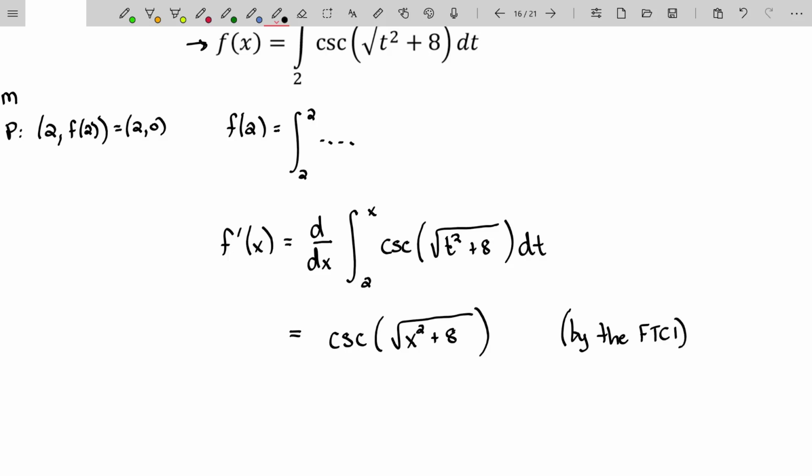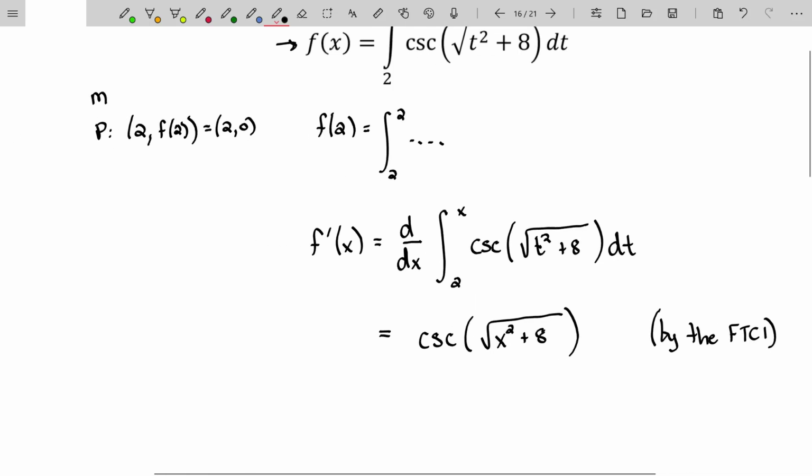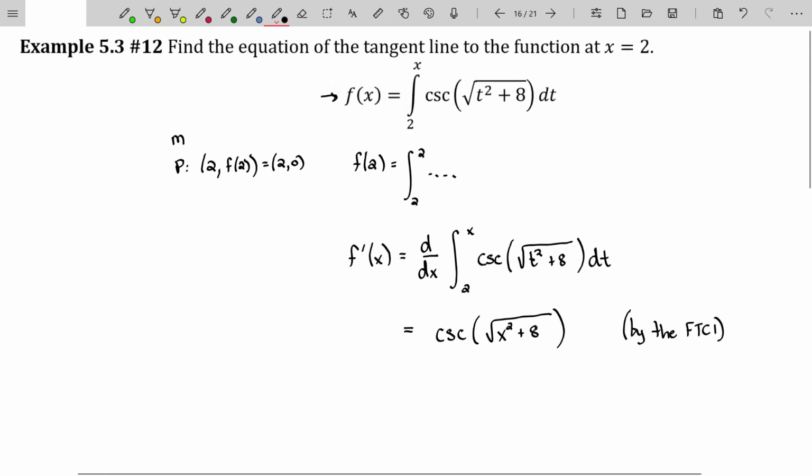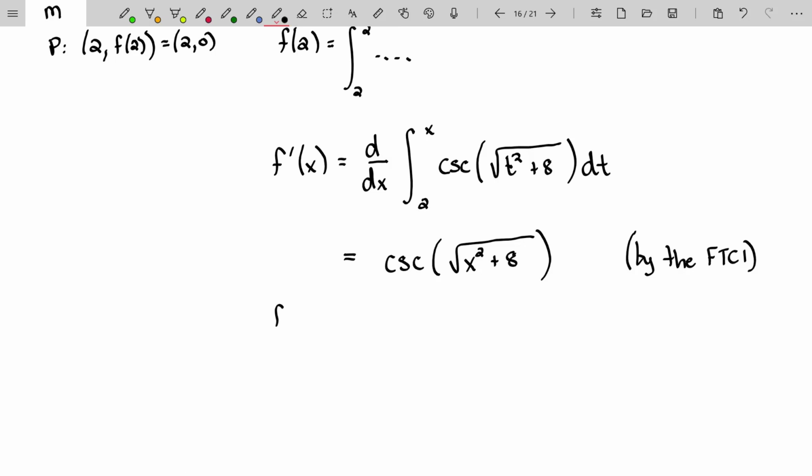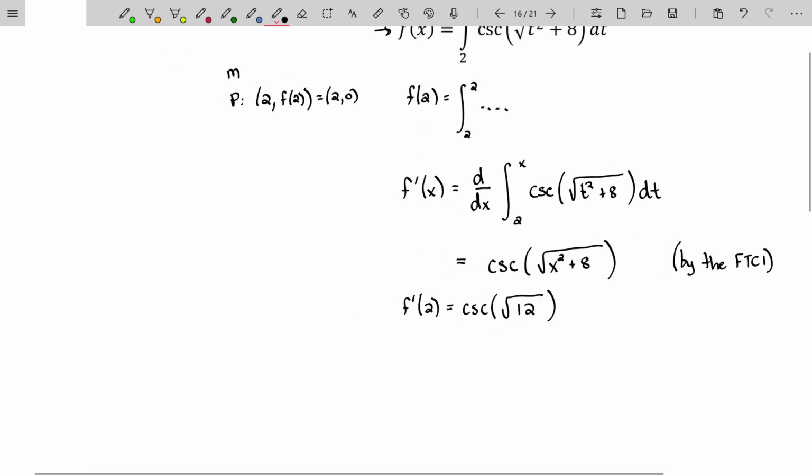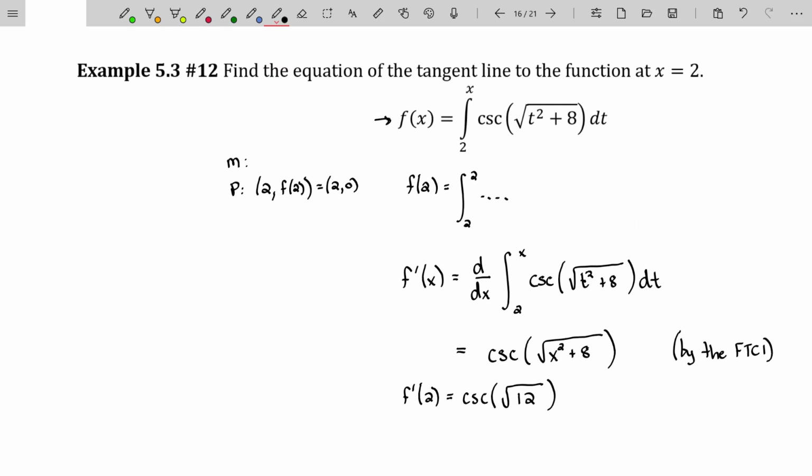Okay. What do we want to do with that? Well, I need the slope at x equals 2. So I want to know what f prime is when I plug in x equals 2. Well, that'll be the cosecant of the square root of 12, which is really, I don't know what that number is, right? So cosecant of the square root of 12 is what that is. So let's go ahead. It's a number. That's all that matters. So our slope is the cosecant of root 12.